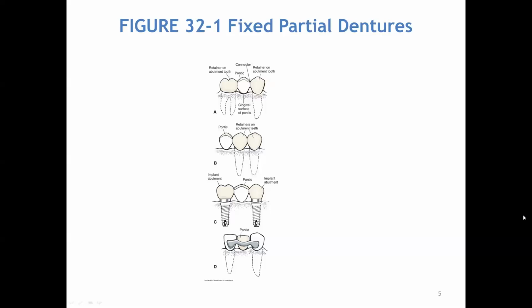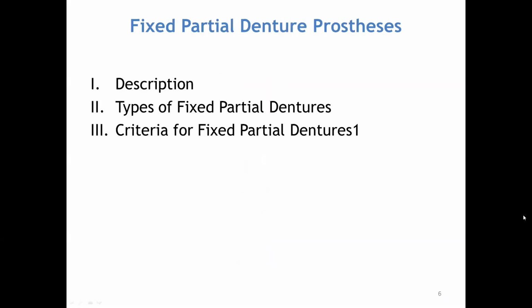Okay, compare the two. Here you've got D, which is your Maryland bridge, or A, which is a 3-unit bridge, which is going to be stronger. Okay, obviously A is going to be stronger. So those are our different types of fixed partial dentures.